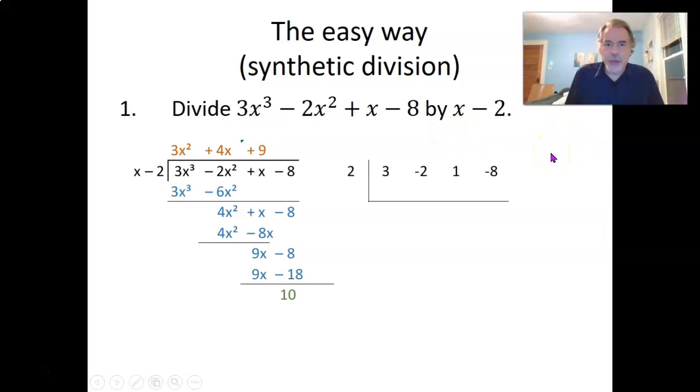So here's how this works. I'm going to set it up by writing not all of the x's and stuff, but just the coefficients. The 3 and the negative 2 and the 1 and the negative 8. And then out in front, I'm going to write not x minus 2, but just the number 2. So when I'm dividing by x minus some particular number, I put that number out in front.